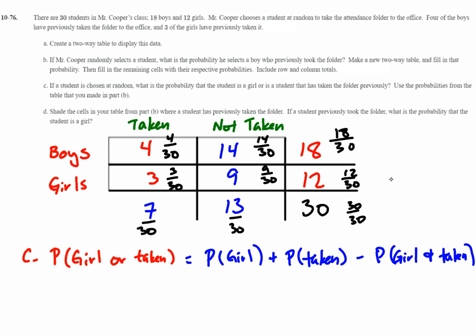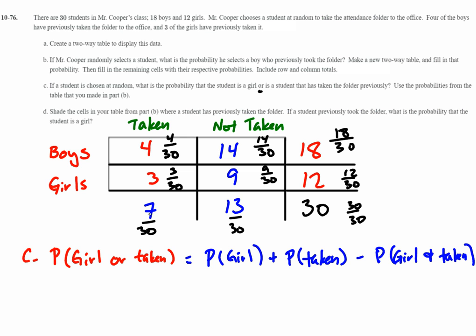In part C, it asks if a student is chosen at random, so we're not given any givens, it's just the whole table. What is the probability that a student is a girl or is a student that has taken the folder previously? So we're going back to our probability rules that if I have the probability of A or B, remember that's the probability of A plus the probability of B, but then I'm going to subtract any overlap. Or really you could just grab the probabilities that fit this or.